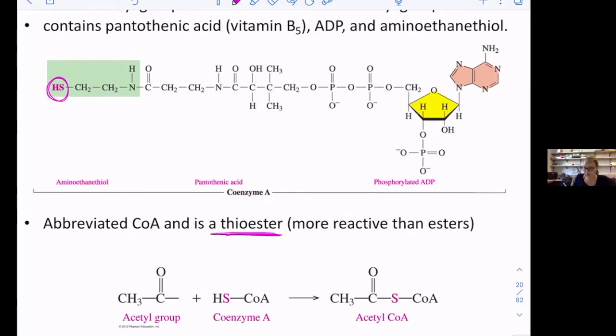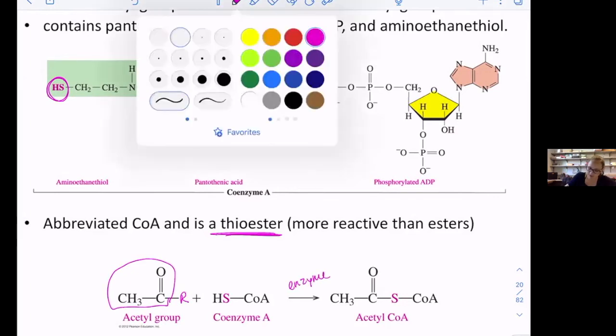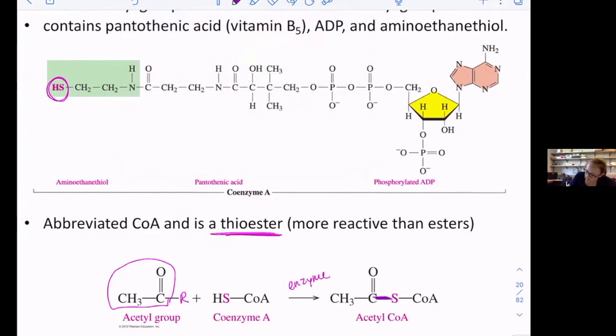Okay, so the reaction that coenzyme A helps as a coenzyme for is when you take an acetyl group, so this whole group here, and pretend like there's an R here, so there's more to this molecule. Coenzyme A and your enzyme, you're going to make a bond between your carbon and your sulfur, and you make a thioester. That's what this thioester is here. So this group is called a thioester. It is pretty reactive. It's more reactive than typical esters that we've seen before.